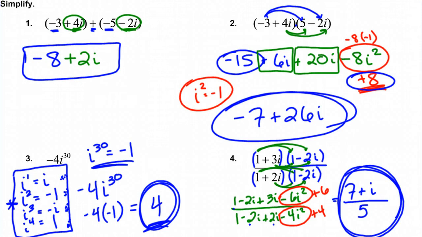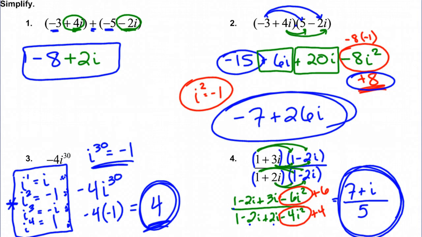Very simple once we figure out the fact that all we have to do is multiply the conjugate to the top and the bottom. And again, I'll repeat, the conjugate is the same complex number with just a different sign in the middle. So if we had 1 plus 2i, the conjugate of that would be 1 minus 2i. If we had 2 minus 5i, the conjugate of that would be 2 plus 5i. We would just change the sign.